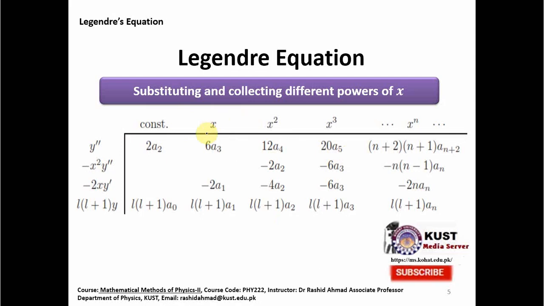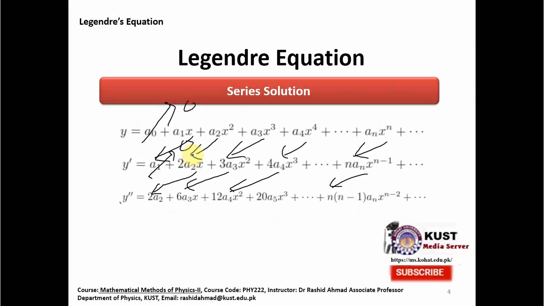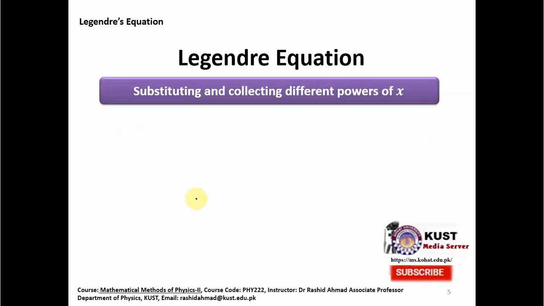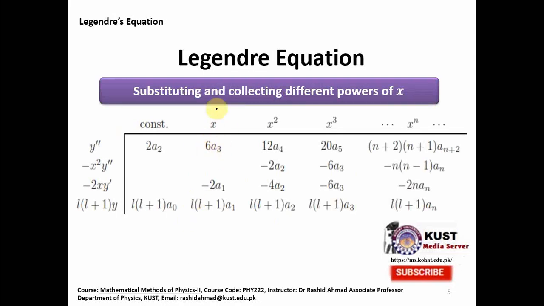So a constant term, or something which involves x. For example, let's see from where this term comes in. So we have y double prime 6a3. If you look back over here, this is 6a3 multiplied by x. So this term is actually 6a3 multiplied by x. You should read it like x. So this x written in the row above here is actually multiplied over here.